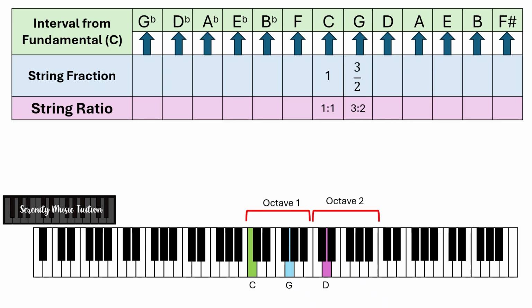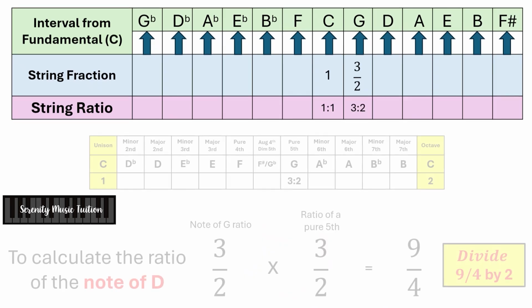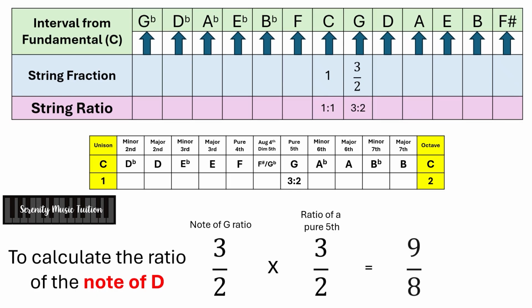To bring the note D down an octave so its ratio lies between 1 and 2, we need to divide by 2. This gives us a final interval fraction of 9/8, or a ratio of 9 to 8. This is the interval ratio of a major second. Let's add this one to the table.